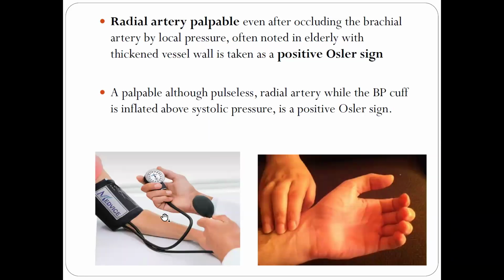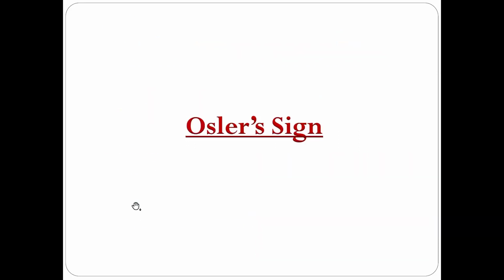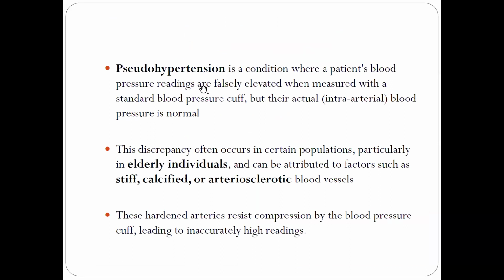However, when you do invasive arterial monitoring, that is, if you put a catheter in the artery and measure the blood pressure, it will be found to be normal. This is what is called pseudohypertension. This is very important because in an elderly patient, you may measure with a cuff and find a BP of 160, but with intra-arterial hemodynamics the patient may have a blood pressure of only 120.